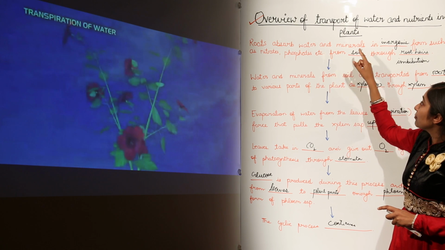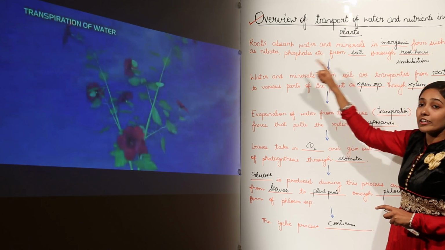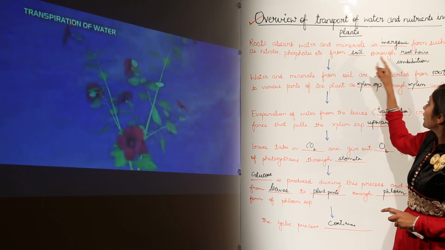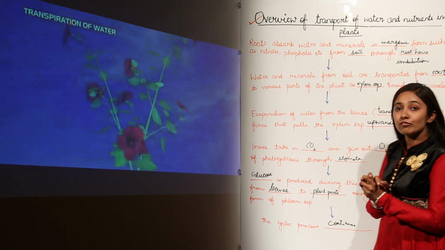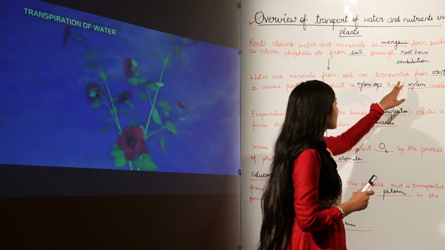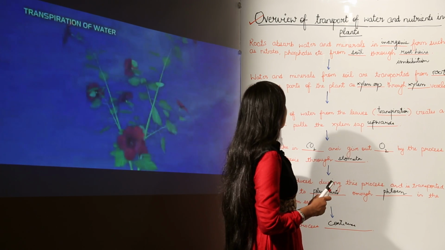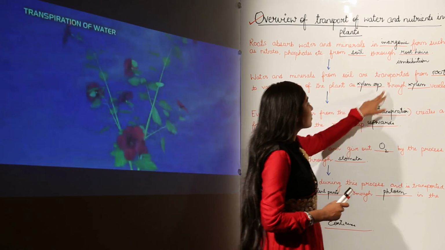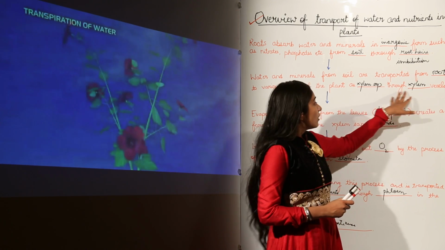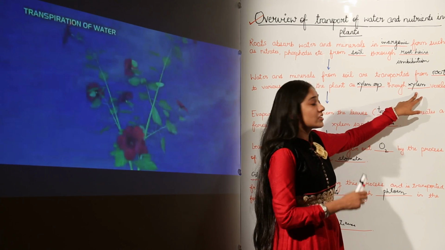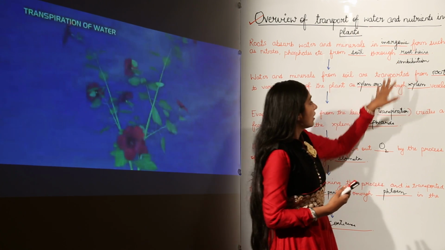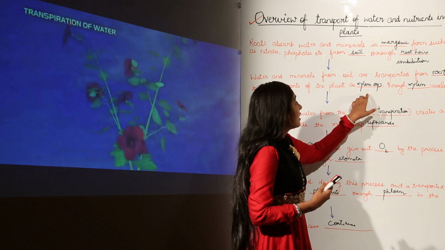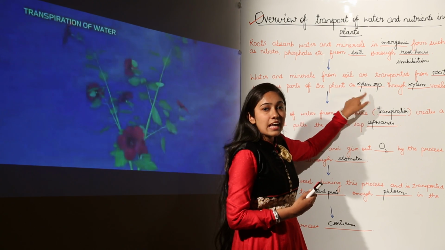Roots absorb water and minerals in inorganic forms such as nitrates, phosphates from soil through root hairs. Next, water and minerals from soil are transported from roots. Okay, they are going to transport it from roots to various parts of the plant as xylem sap through xylem vessels. You know, these xylem, which is a conducting tissue, it is going to transport what? It is going to transport water and minerals in plants in the form of what? In the form of xylem sap.